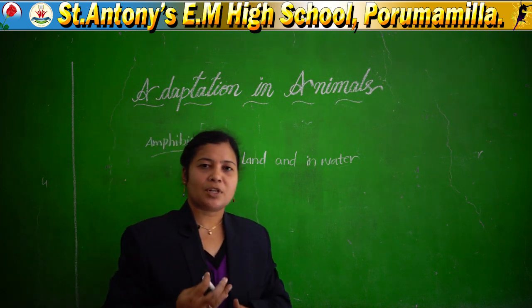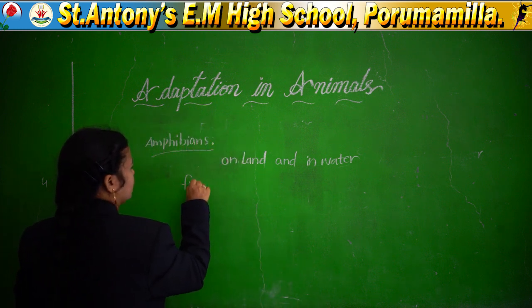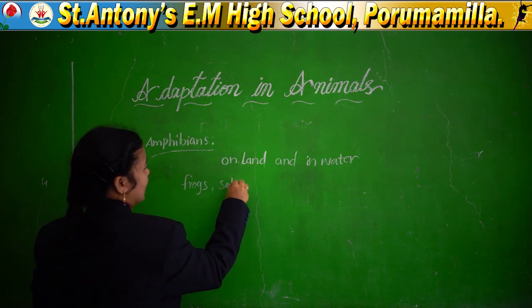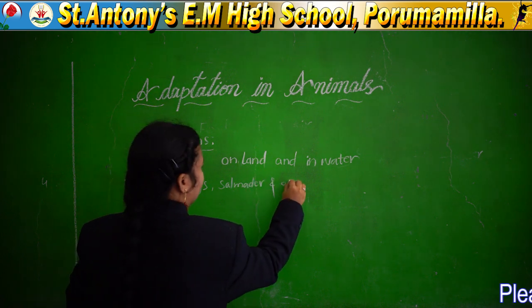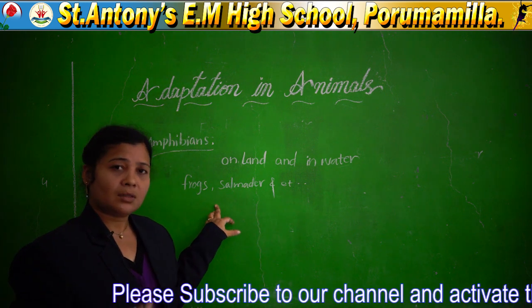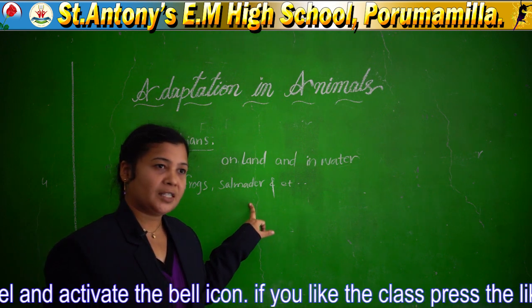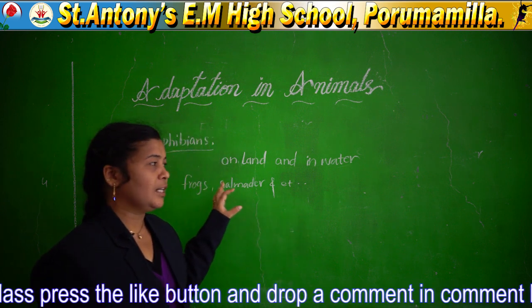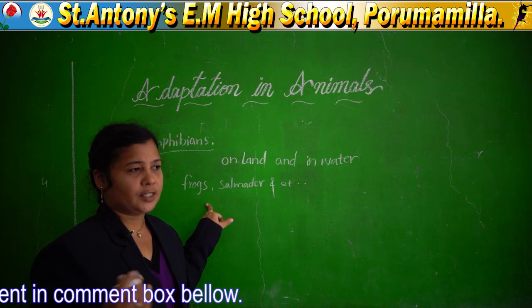What are the examples of amphibians? For example, frogs, toads, salamanders, and so on. What are the examples of amphibians? Frogs, toads, salamanders, and a crocodile. So many organisms live on land and also in water.